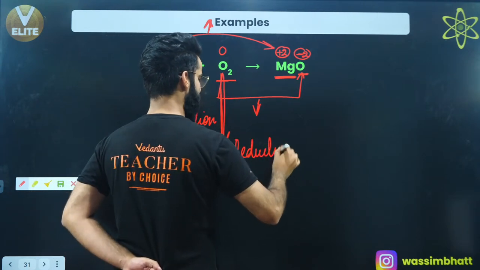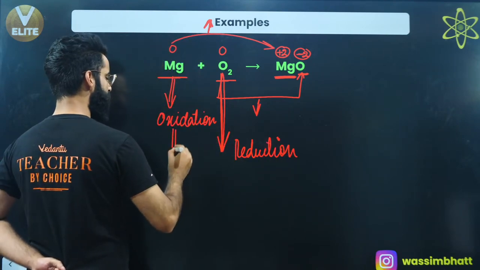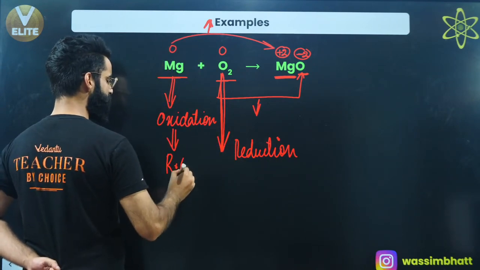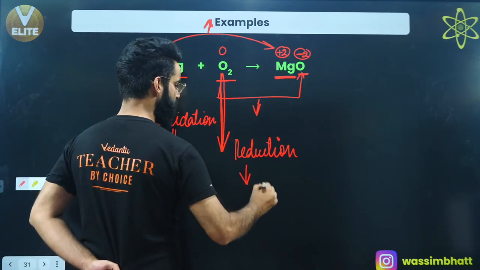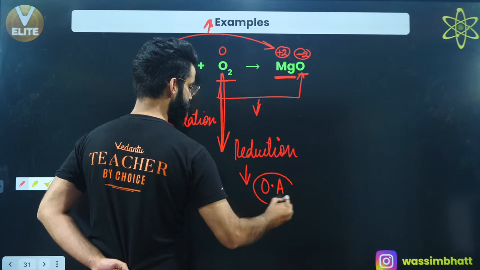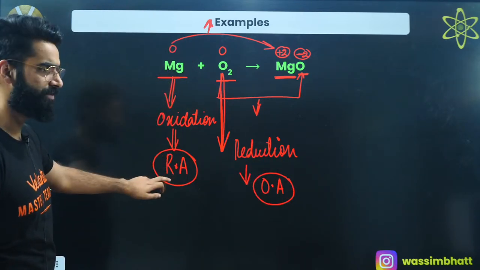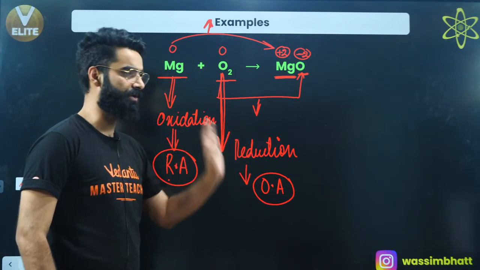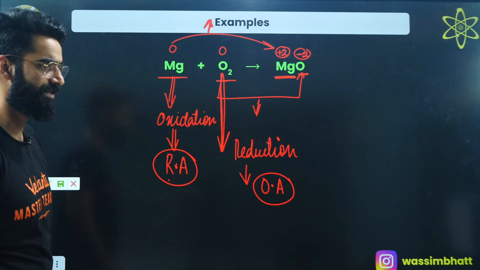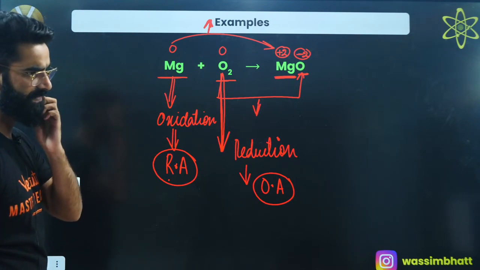In short, remember one thing: the substance which undergoes oxidation is what we call a reducing agent, and the substance which undergoes reduction is what we call an oxidizing agent. As simple as that.